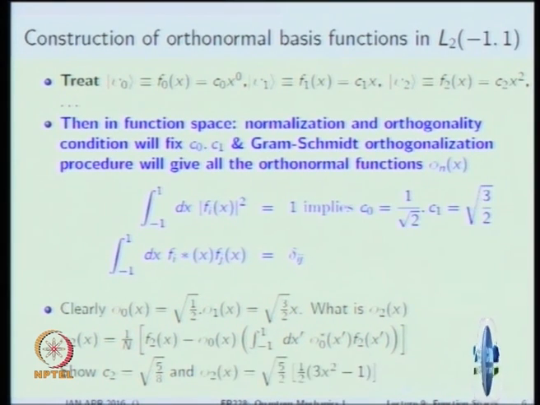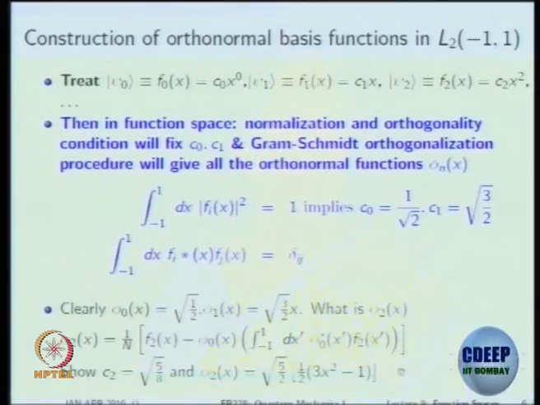and phi 2 will be phi 2 of x. Yeah. So I put it in a form. You can check that phi 2 of x is normalized. By that I mean phi 2 star, phi 2 integrated over x between -1 to +1. You can show it to be 1. That's one check.